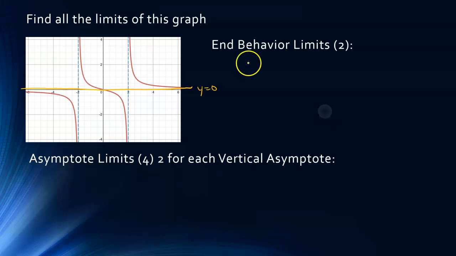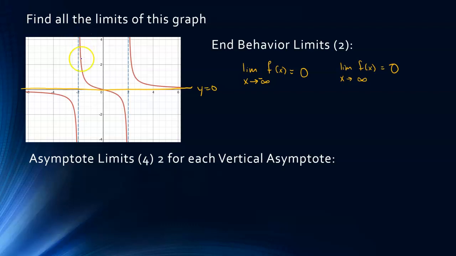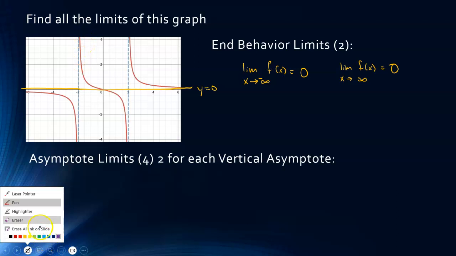So for the end behavior, on the left side of the graph, as x approaches negative infinity for that function, it's approaching 0. And as x approaches positive infinity, so the right side of the graph, it's also approaching 0. All right, so now let's look at those vertical asymptotes.